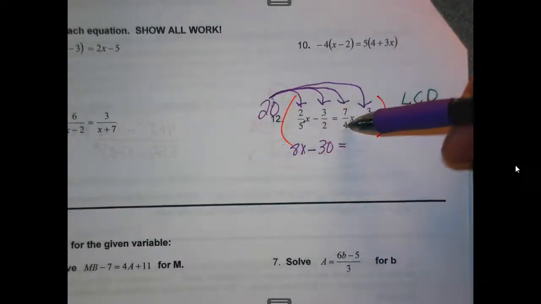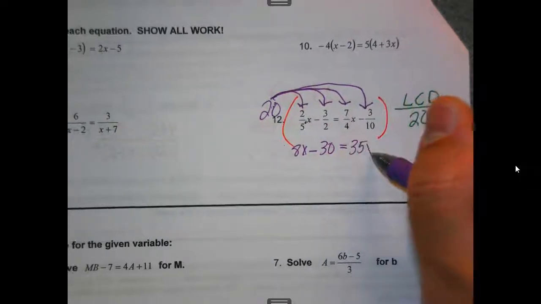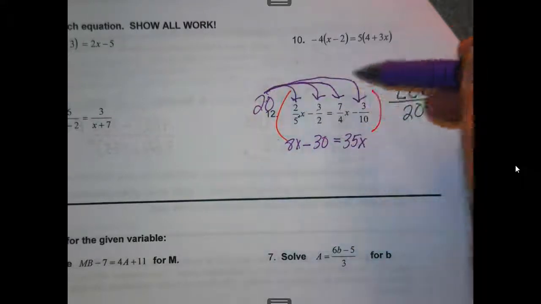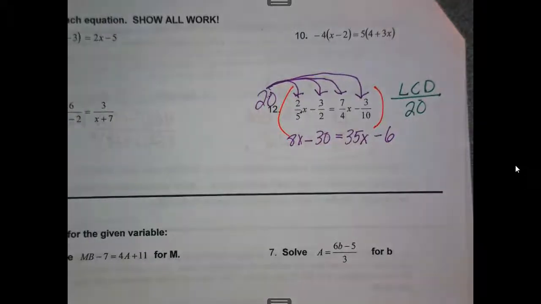20 divided by 4 is 5. 5 times 7x is 35x. 20 divided by 10 is 2. 2 times negative 3 is negative 6. Then just solve for x. Multiply by whatever you get. Or use the calculator.